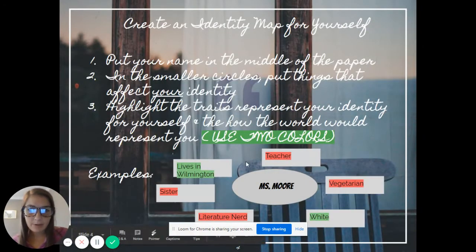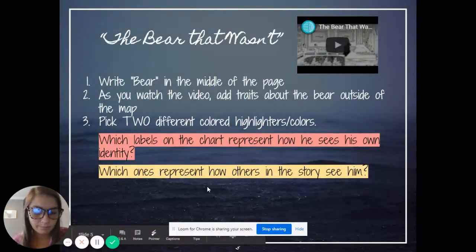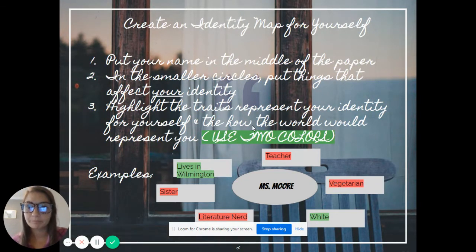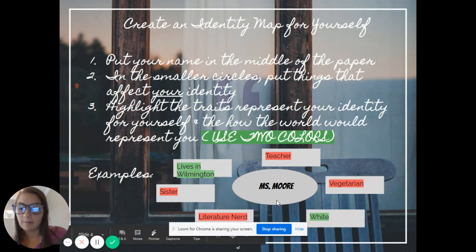I made a mini one for myself. So my name is Miss Moore, so I put my name in the middle. And on the outside, I put things that make up my identity. So I'm a teacher, a vegetarian. I live in Wilmington. I'm a sister, and I'm a literature nerd. And I put the color of my skin because that impacts how other people in the world see me. So for right now, we're not going to worry about highlighting. I'll explain that in a minute.